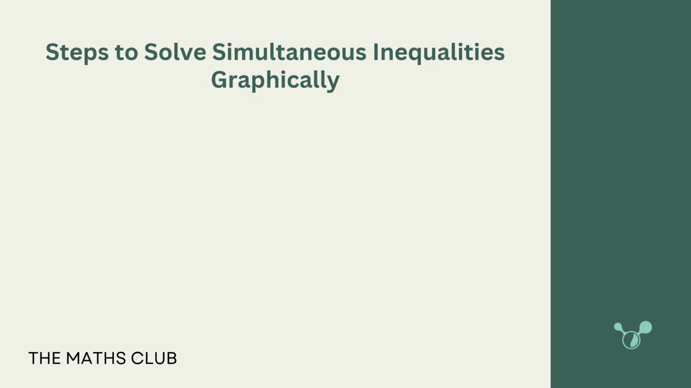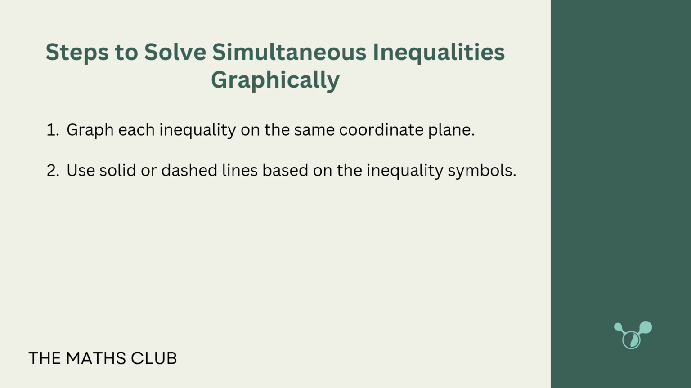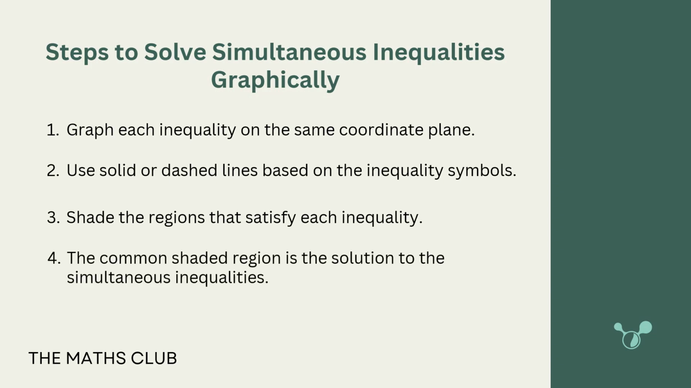Let's see the steps. First step is to graph each inequality on the same coordinate plane. Use solid or dashed lines based on the inequality sign. We talked about this before. Shade the region that satisfies each inequality, and then the common shaded region is the solution to the simultaneous inequalities. So these are 4 simple steps when you're given this type of questions.